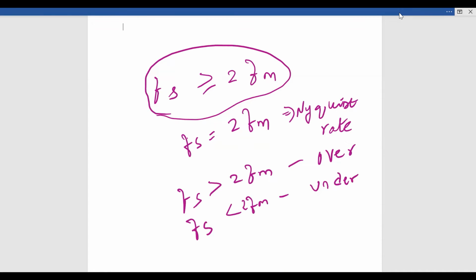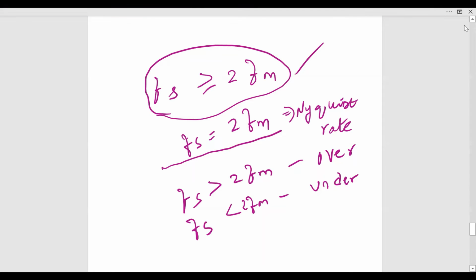So sampling has 3 conditions. One, we can sample the signal at a rate f of s equal to 2 times f of m, the minimum sampling rate that is allowed. To recover the signal, f of s must be greater than or equal to 2 times f of m. If f of s is greater than 2 times f of m, it is oversampling. And if f of s is less than 2 times f of m, it is called undersampling.